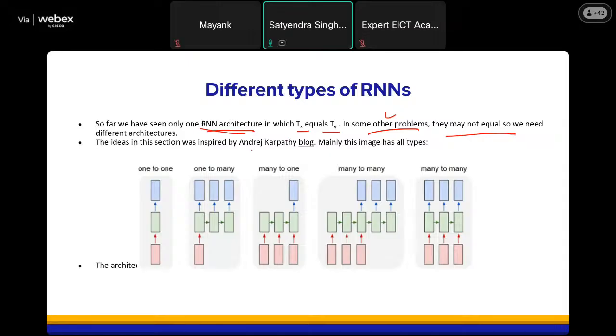And this idea was inspired by Andrej Karpathy's blog. Mainly there, this image shows all the types. So one to one, basically, it's not an RNN, but if you're talking about one to one RNN, it is nothing but a simple neural network. There is one to many, where you have only one input and multiple outputs.